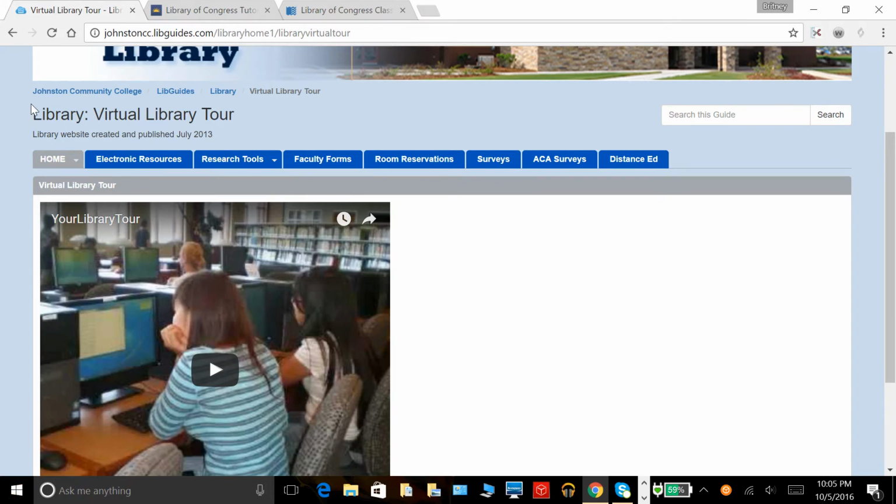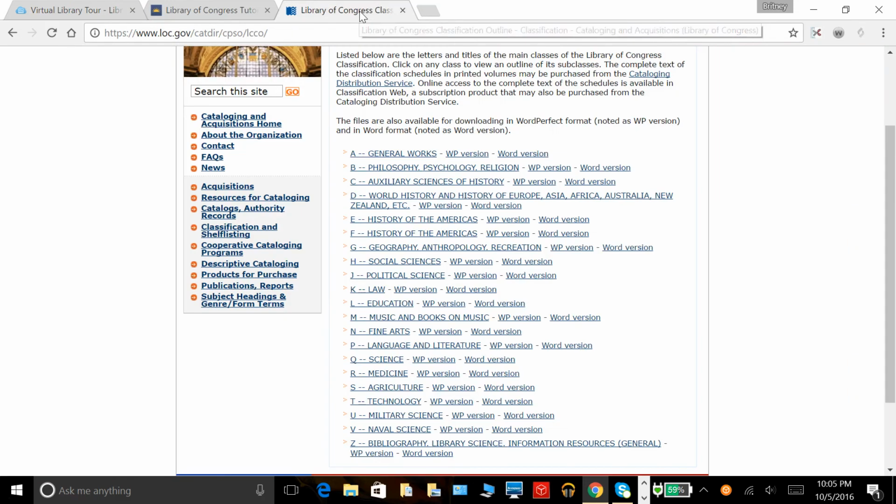So first things first is understanding Library of Congress. It is actually pretty simple. It's not as scary as it sounds. Library of Congress, everything starts with a subject heading. And this is straight from the Library of Congress website. And it walks you through A through Z, through all of the different subject headings.